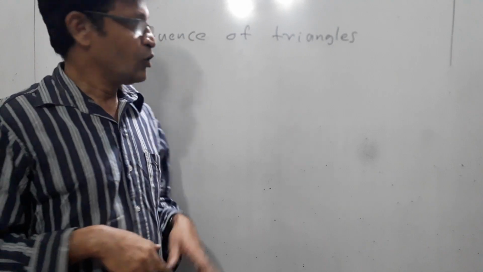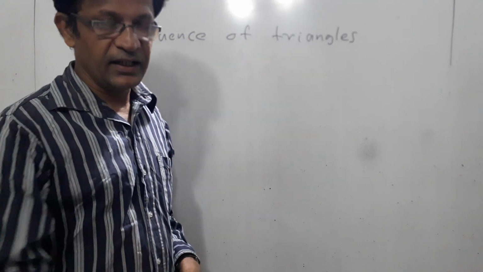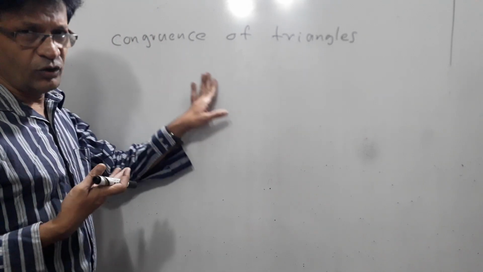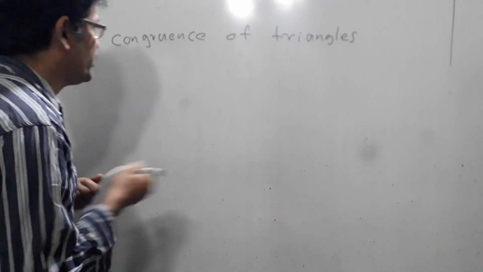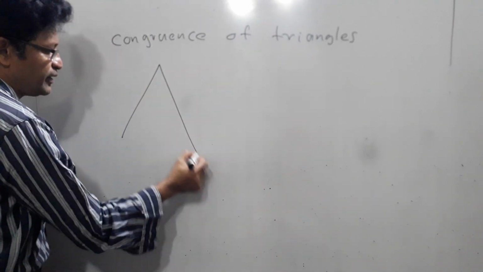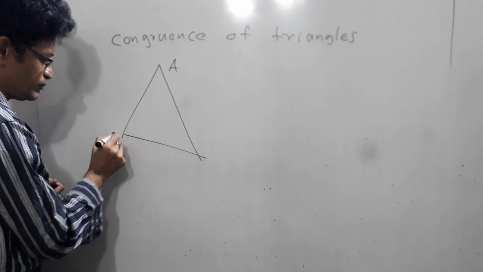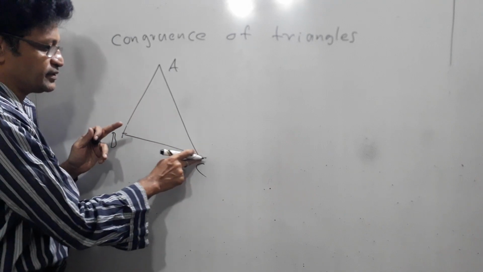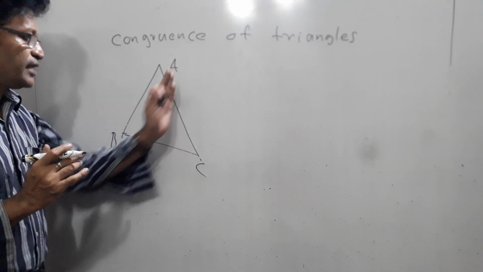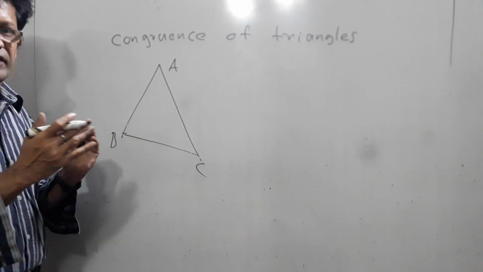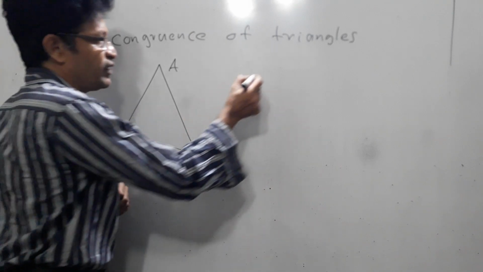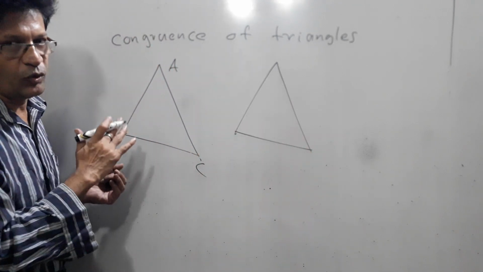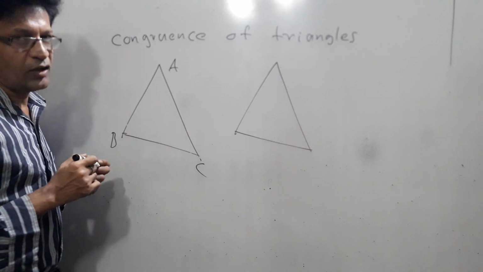So here we discuss congruence of triangles. It's a grade 10 English medium maths lesson. For grade 11 also you need this knowledge. Now if I take a triangle like this, say ABC, the triangle has three sides, three angles and three vertices. Here we consider these three sides and three angles. According to that we check whether two triangles are congruent. If I get another triangle, we check their sides or angles or sides and angle both, and we check whether those two triangles are congruent or not.